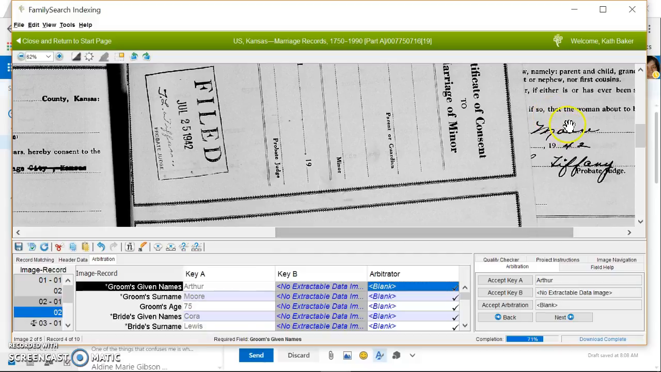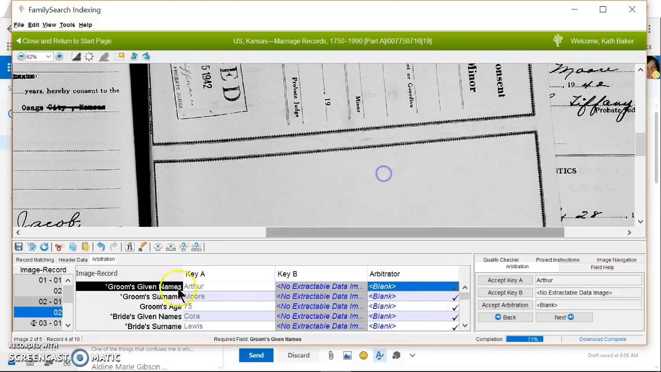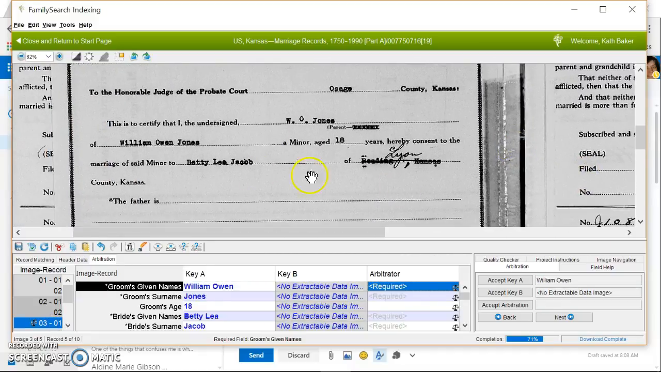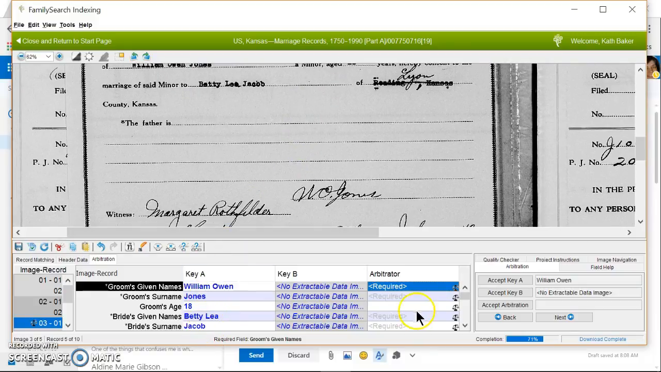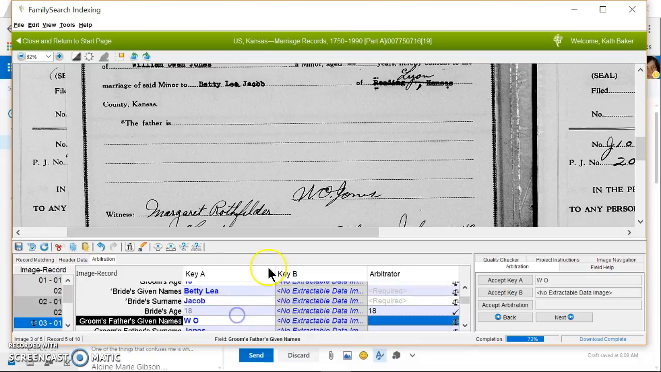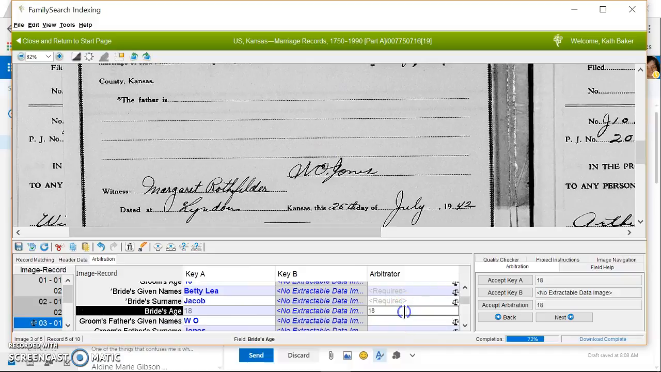The first person read around again. The second person said there isn't anything. So the arbitrator had to be accepted as saying this document is blank. And now we've got it in there correctly. The third page is just this little item, and it's William Owen Jones, and his age is 18, and Betty Lou Jacob, and she is not 18, and it doesn't say her age, and so we want to put a blank there.